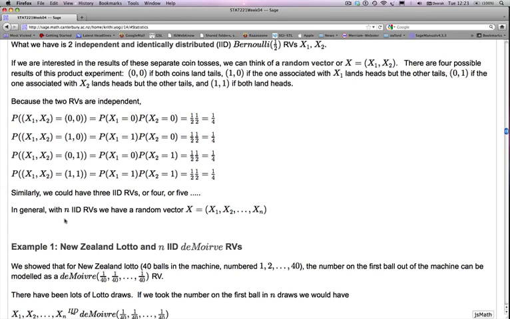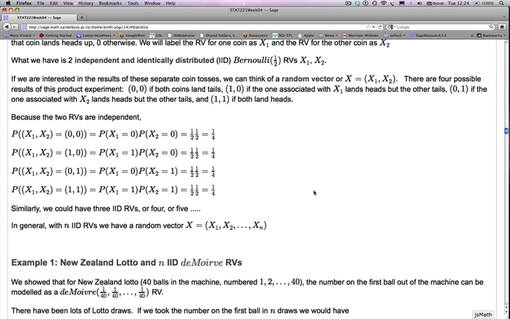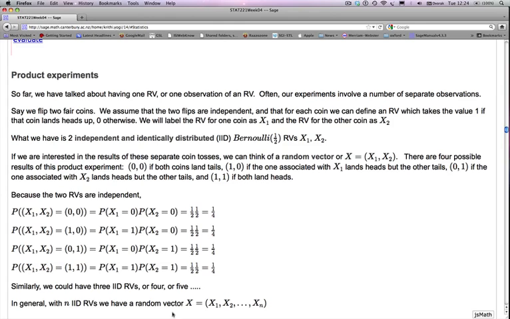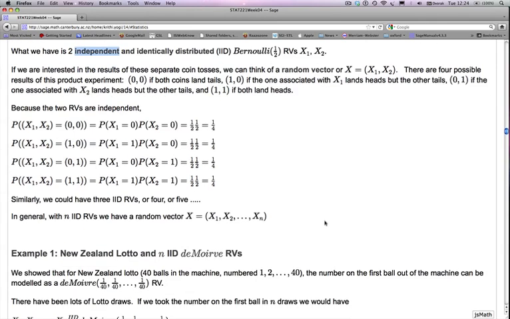In general, with n IID random variables, we have a random vector X given by x1, x2, dot, dot, dot, up through xn. And we will need to work with concepts of n IID random variables pretty soon. And this is the formal idea behind product experiments. So the product comes here because of independence. So that's when we multiply the probabilities. That's where the product comes from, multiplying probabilities due to independence assumptions in our experiments.